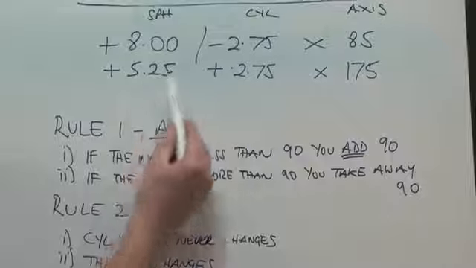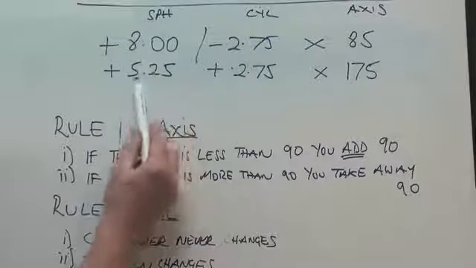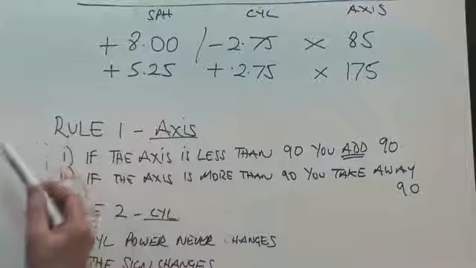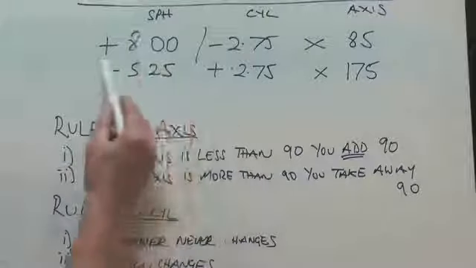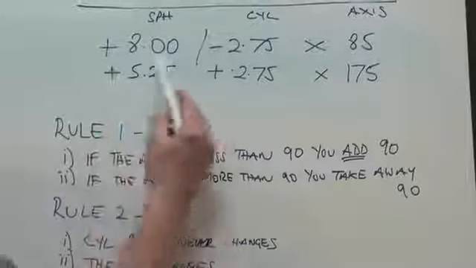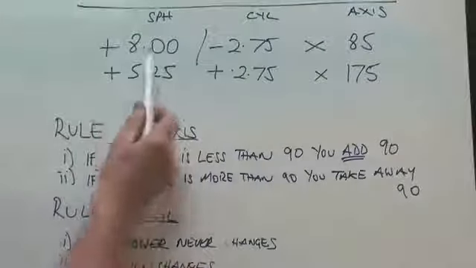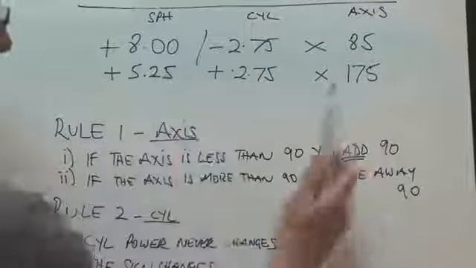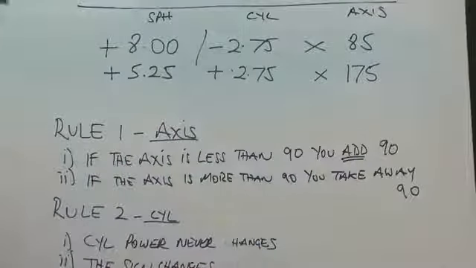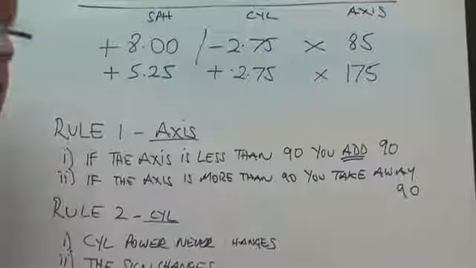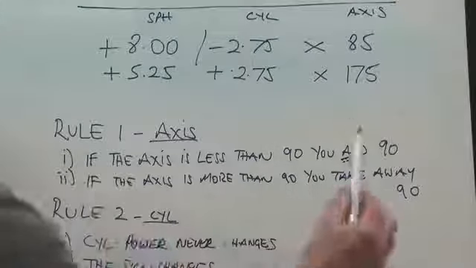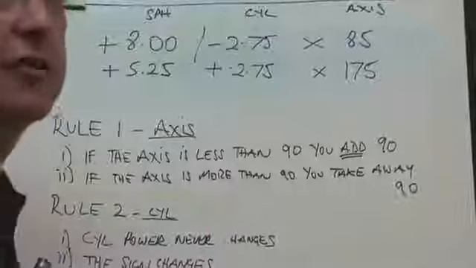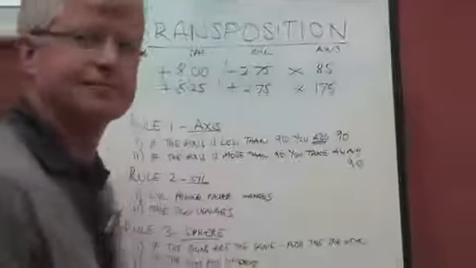Can you see here that 5.25 plus 2.75 equals 8. So you can always double check to see that you've got the right maths. So this prescription can be written either in minus cyl form or plus cyl form. But these simple rules will apply whenever you do transposition, and if you can understand these rules, you will be able to do transposition accurately every single time. Thank you.